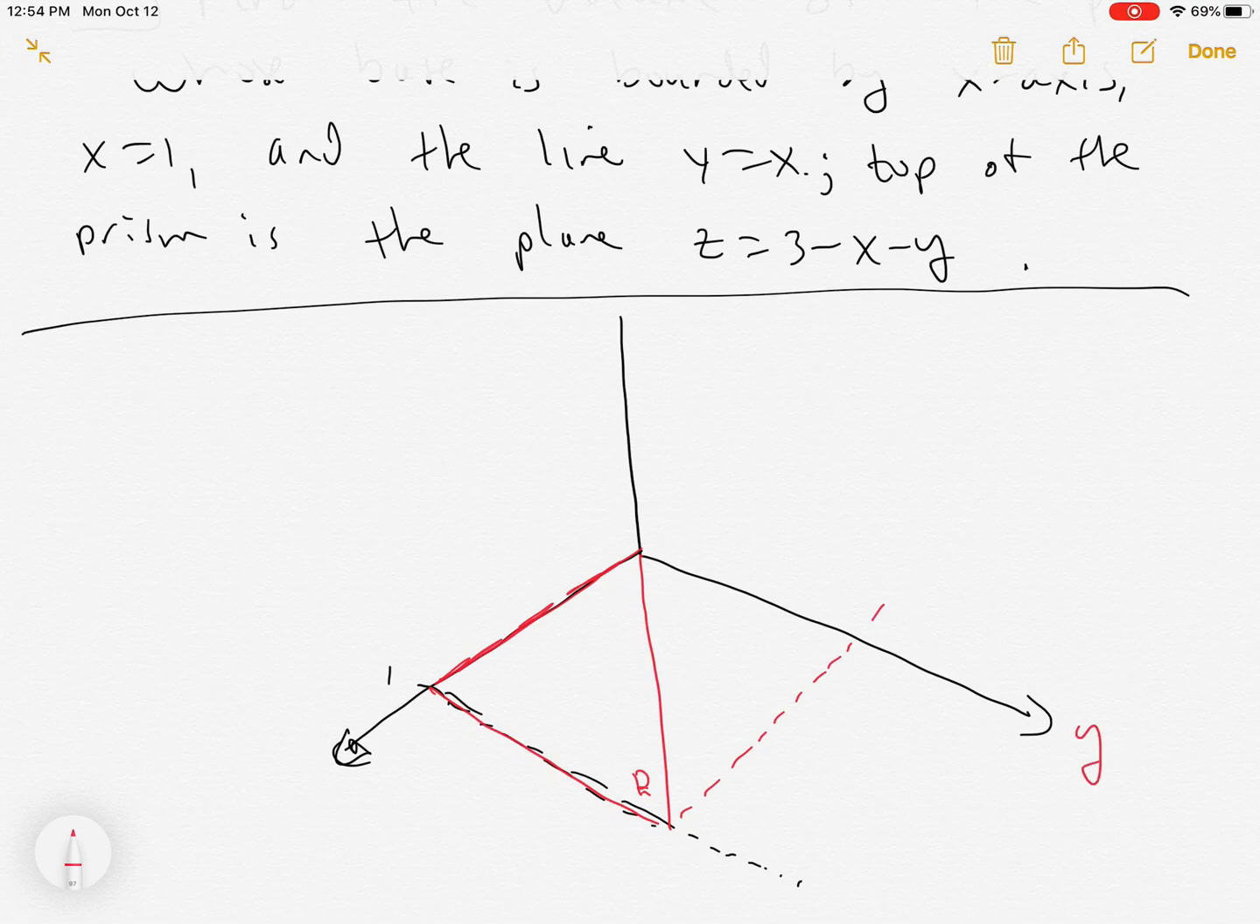And there's the point 1 on the y-axis. Z is going to go up there. So when x and y are 0, z is 3. If x is 1 and y is 0, then z turns out to be 2. So put that about right there. And if they're both 1, it becomes 1. And sure enough, it's a prism.